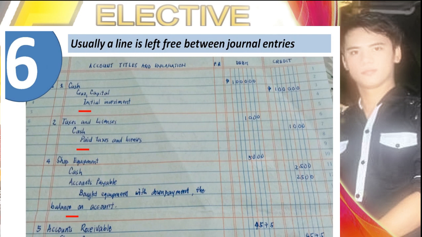6. Usually, a line is left free between journal entries. Did you notice? After one complete journal entry, there is one space. Entry, space, entry, space. So always remember, after each journal entry, leave one line or one space.